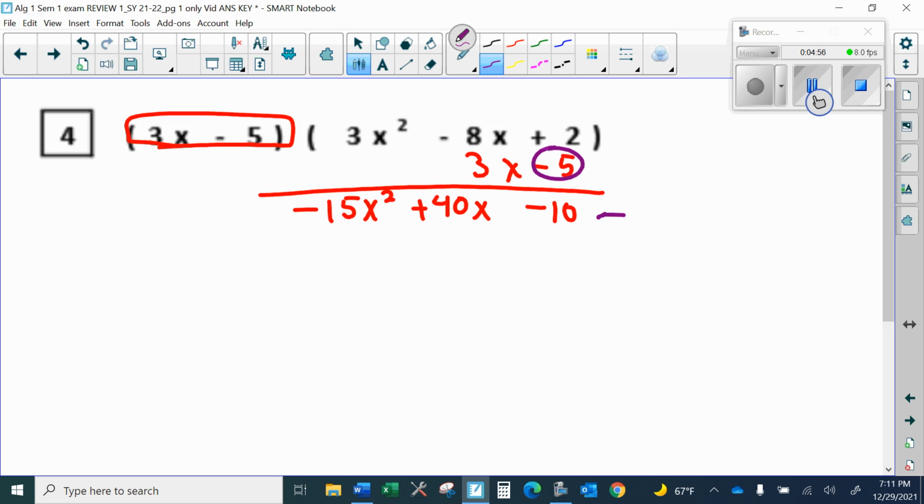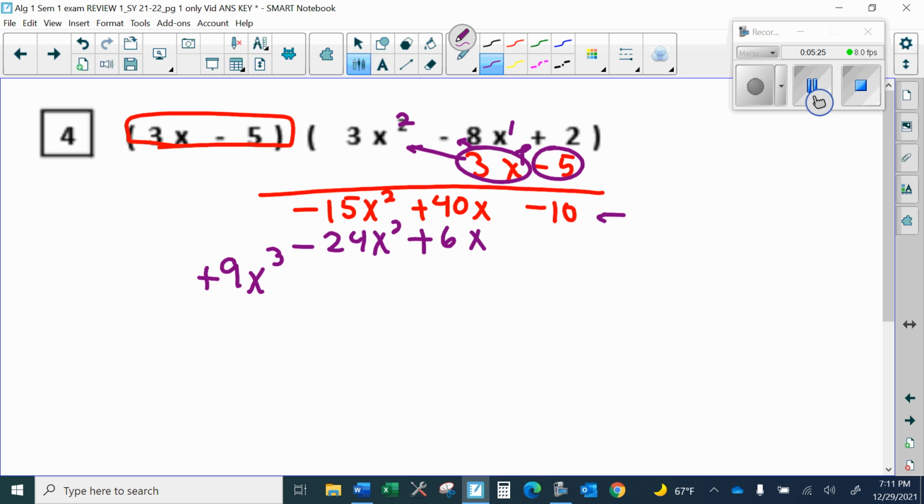Okay. Now I deal with the second one. Put this through all 3. 3x times 2 is positive 6x. Put the sign with it. 3x times negative 8x is negative 24x squared. Remember, I have an x and an x. 1x times 1x is x squared. And lastly, I have 3x times 3x squared would be positive 9x cubed.